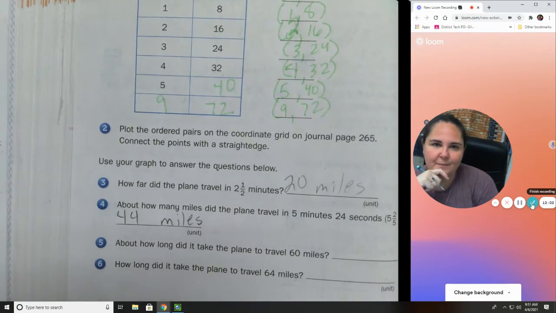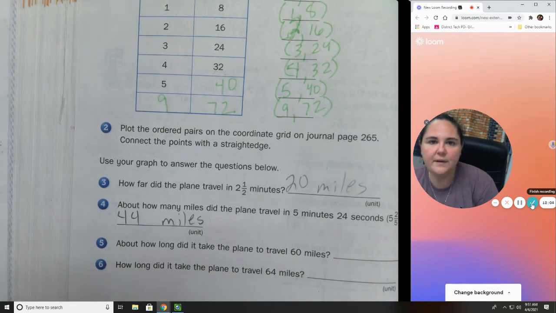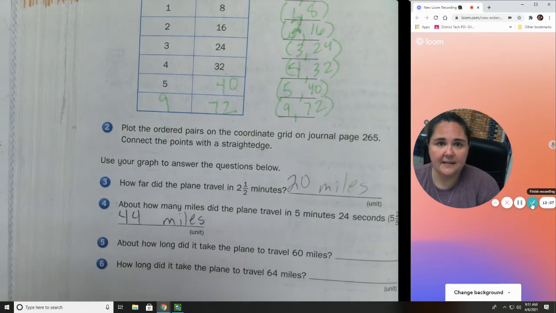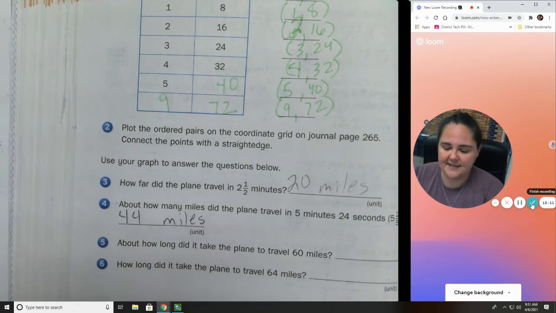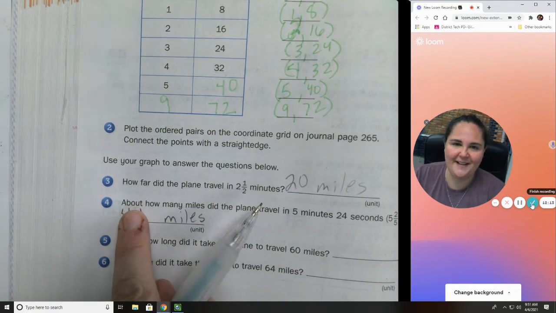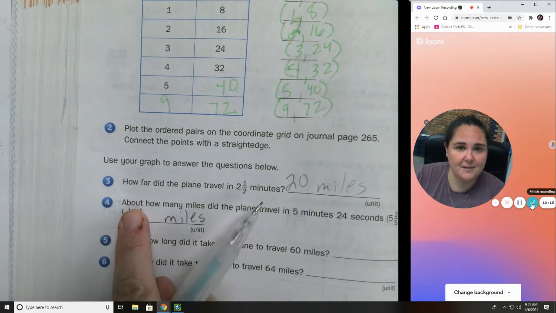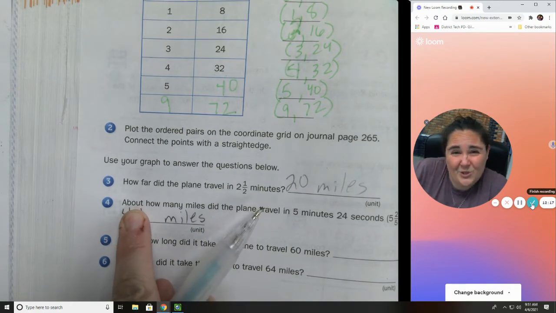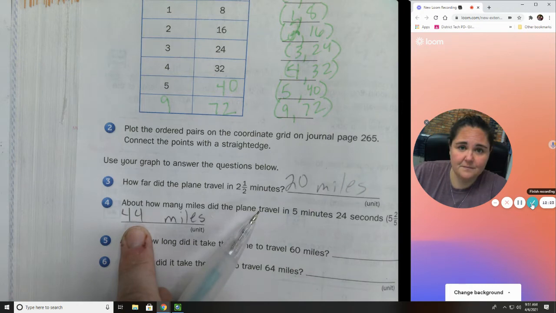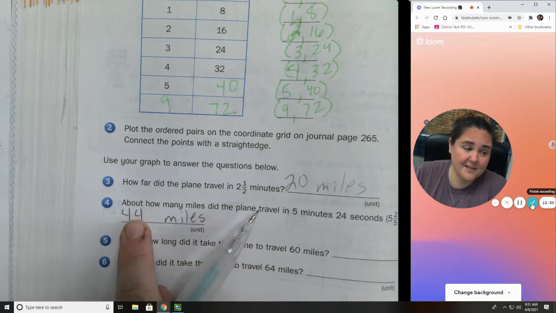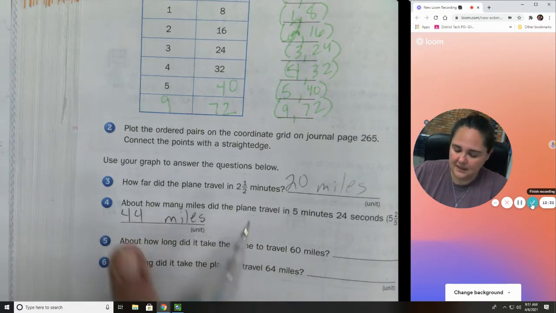See how tricky that can be? When you're using data on a graph, that's why it's very important that you draw a straight line. And that's why it's very important that you really pay attention, because it says about. That means it's close to. For this one, if you had told me 43 or 45, I probably would still give it to you. Okay? Because it's close to 44. Let's look at the next one.